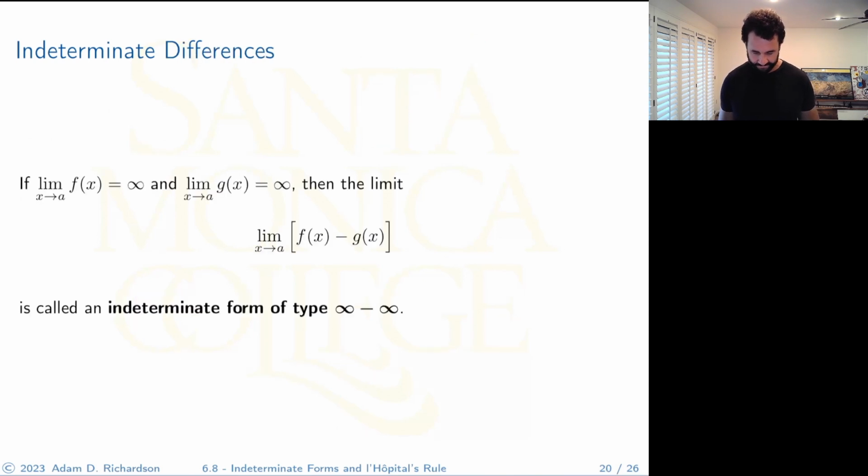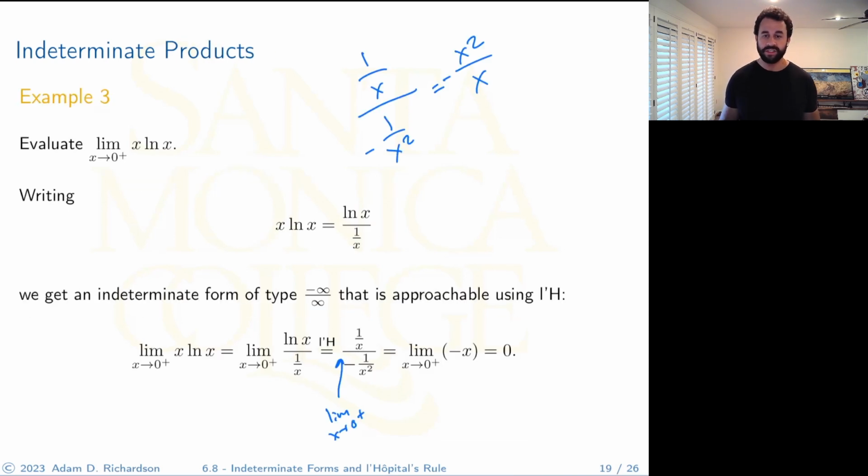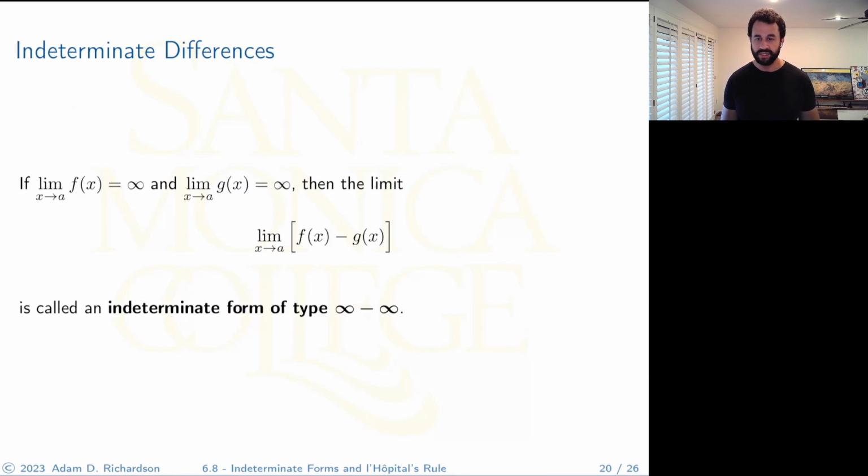All right, so you'll see some more of these on the homework, but now let's talk about indeterminate differences. This one is actually one of my favorites, although the techniques aren't that exciting. But it's a fun one to think about. So let's say you have two infinite limits. So the limit as you approach a point is infinity for either of these, then again, what happens here is not clear. The limit as x approaches a of the difference is an indeterminate form. It's an indeterminate form of type infinity minus infinity.